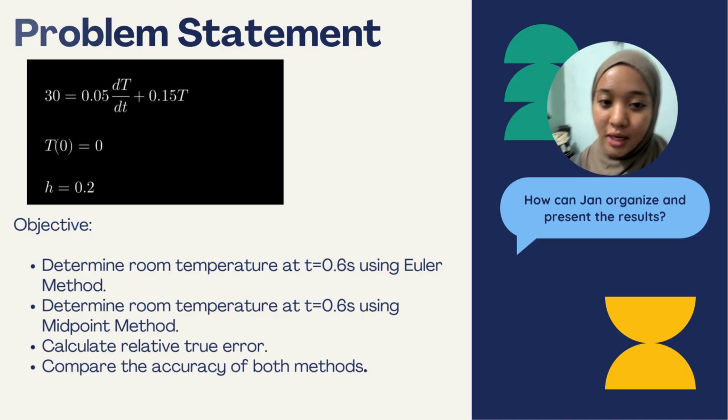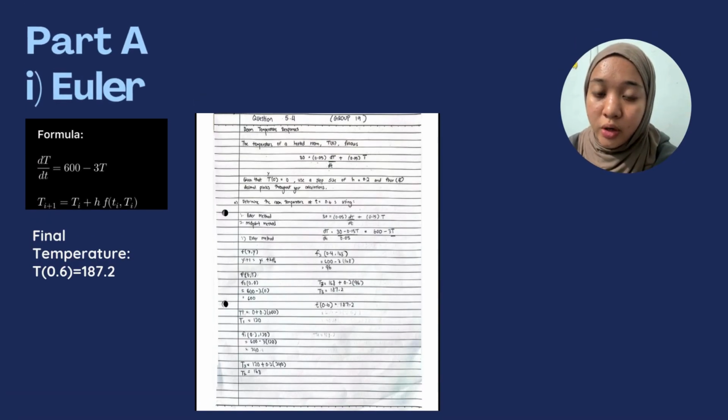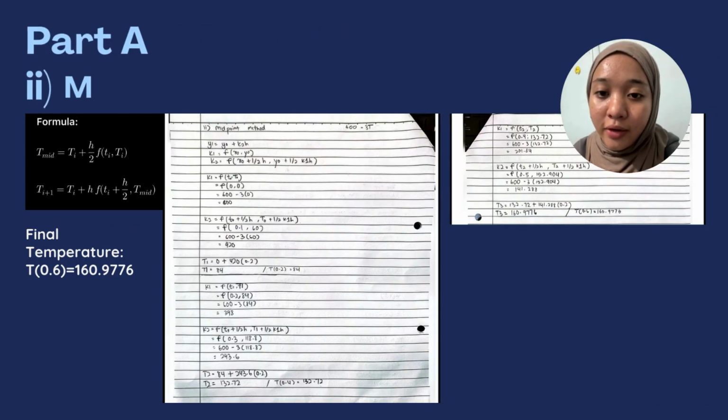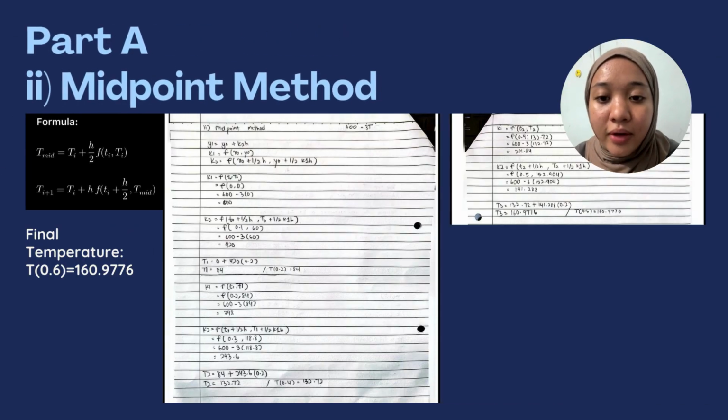So let's get started. At this point, we have to show step by step how to calculate the final room temperature using the Euler method. As you can see here, the final temperature for T is 187.2. Meanwhile, for the midpoint method, the final temperature is 160.9776. You can see the step by step to find the final temperature at this point.